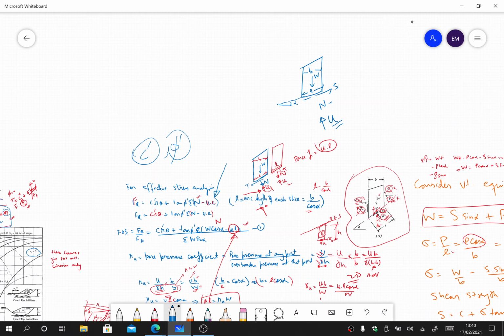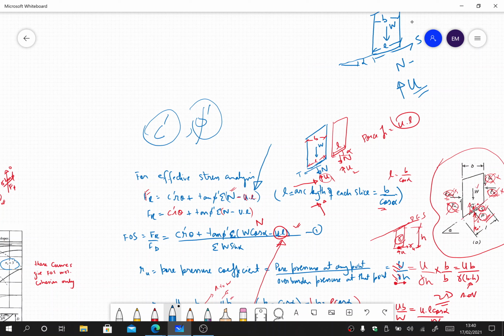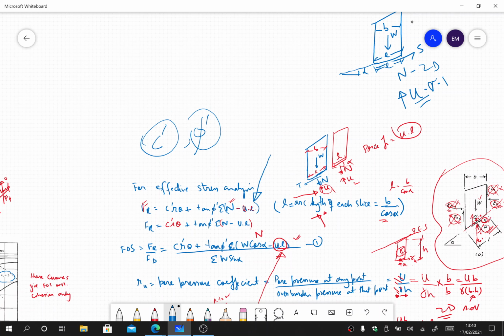To convert that into force, we have to multiply it with the area, and because we are in two dimensions, we multiply with L into 1. So this will be the pore pressure force. That's why you have to subtract this force from the n value. So we end up with this equation for the resistive force, c dash R theta plus tan phi summation of n minus UL.